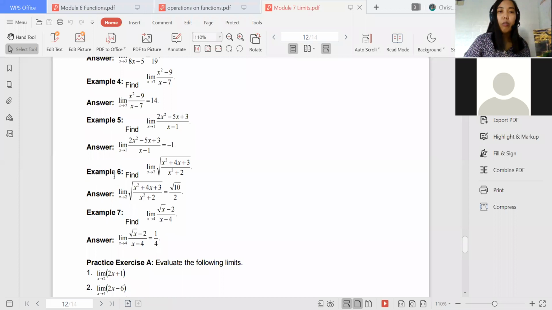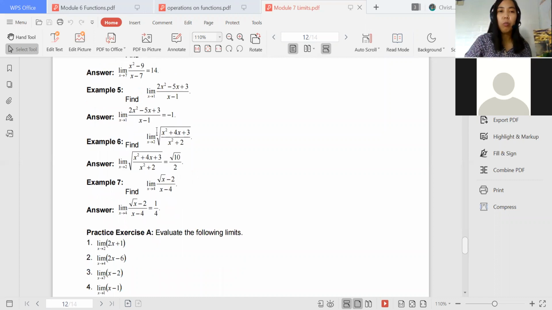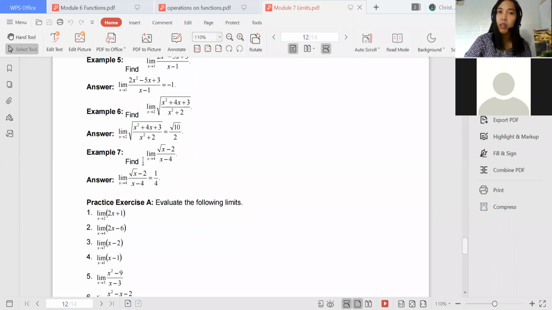Okay. And number 6, this is for nth root. It's okay, because the denominator will not become zero. There is a square root of 0, so you can also do direct substitution. Even here, in number 7, you need to simplify first. The limit of square root of x minus 2 over x minus 4 as x approaches 4, you need to simplify first.